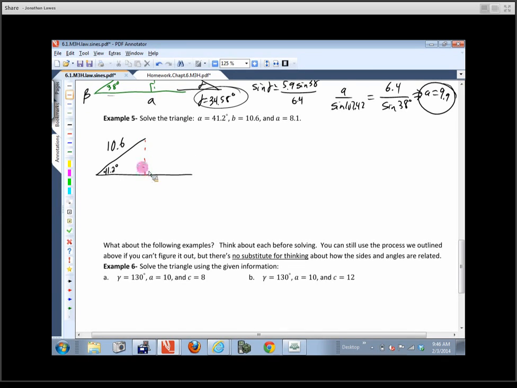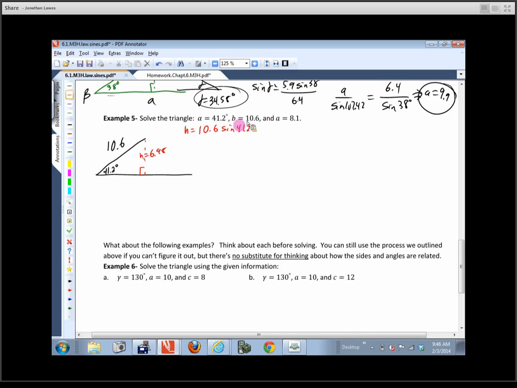Figure out what that is. Figure out that height. Remember, that height is always going to be what would be the hypotenuse, 10.6, times the sine of that angle, so 41.2. And when you type that in, what is 10.6 times the sine of 41.2? 6.98.